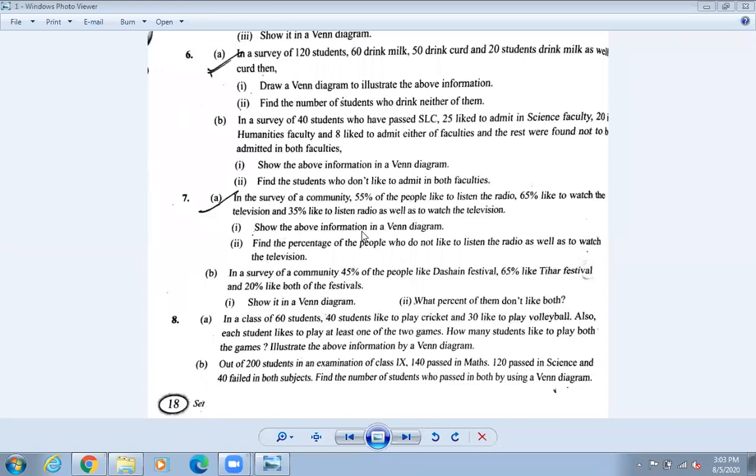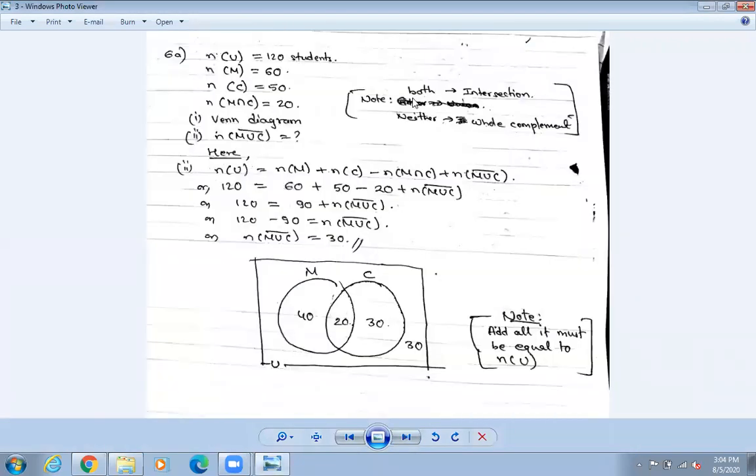That means they like to listen to the radio and they like to watch the television also. They do both things. I told you just before, in question number 6 also, that we have already done it. In question number 6 we learned that if there is both, let me show you the clip. If there is both, it means what? Both means intersection. If they like both the things, then that is called intersection. Doing two things means both, means it is intersection.